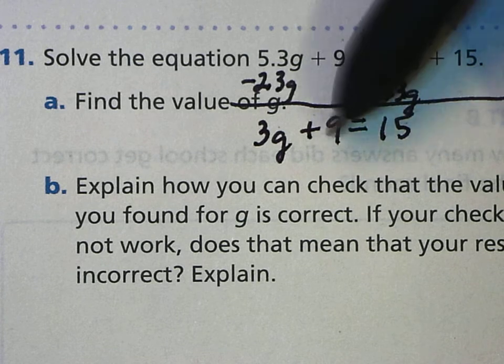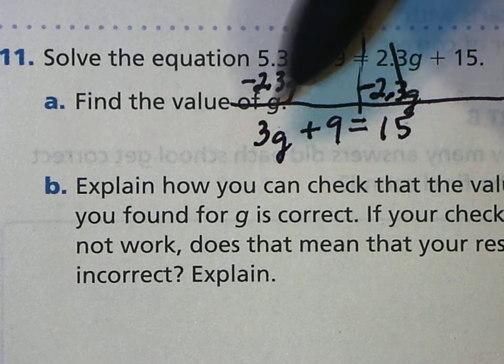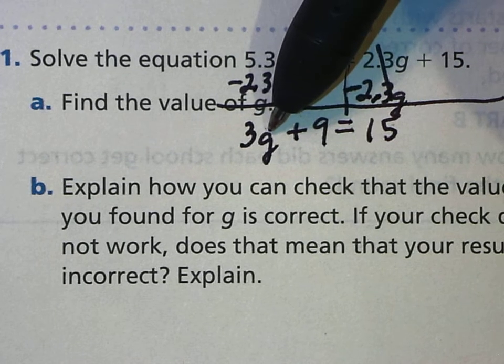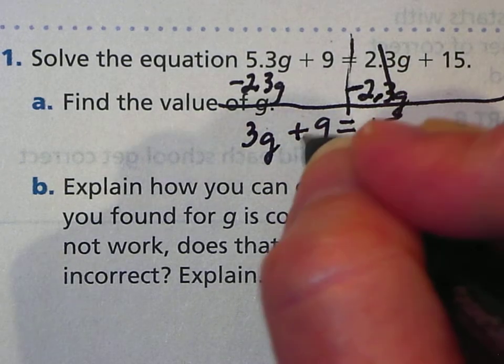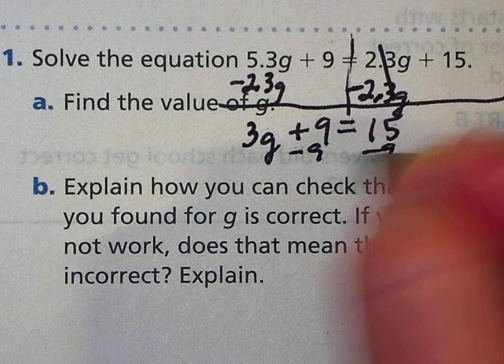I have a 9 and a 15. These are regular numbers that I need to get together. Remember, I'm trying to get g by itself, so I need to get rid of the 3 and the 9. So let's do the 9. Inverse operation. Instead of adding 9, I'm going to subtract 9.